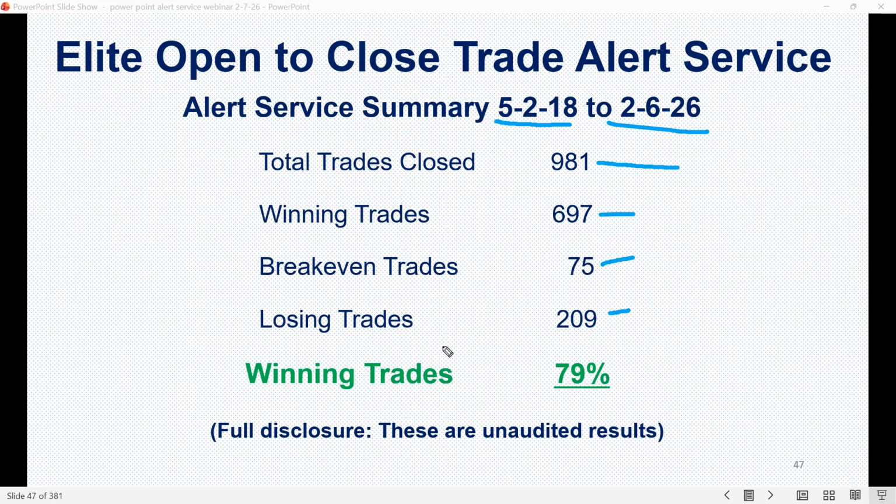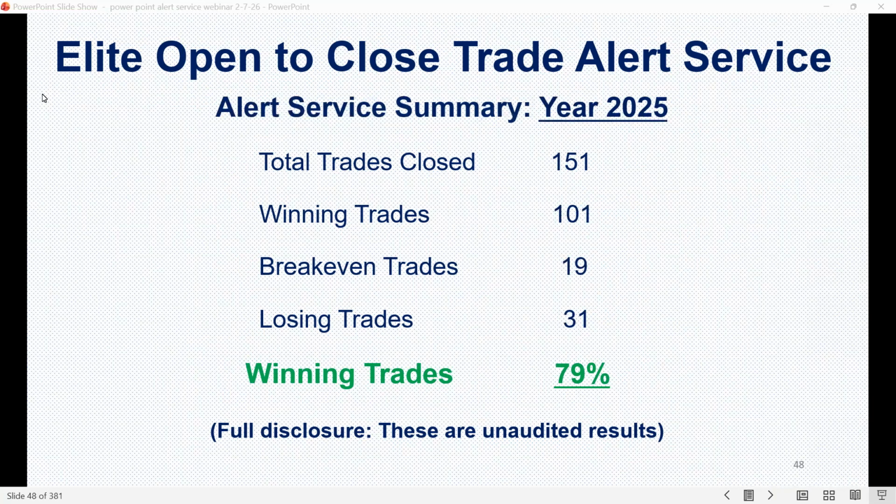So the win break even rate is 79%. Okay. So again, these are unaudited, but really high winning probability trade setups, based on the break even and win rate loss. Okay. So really good looking trade setups there.